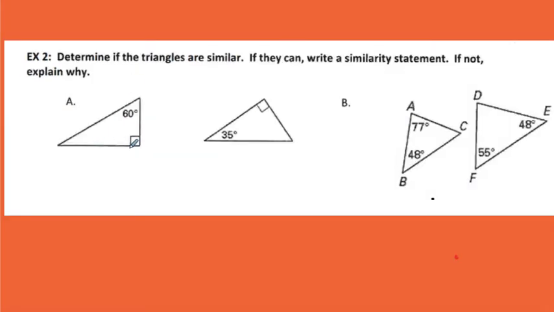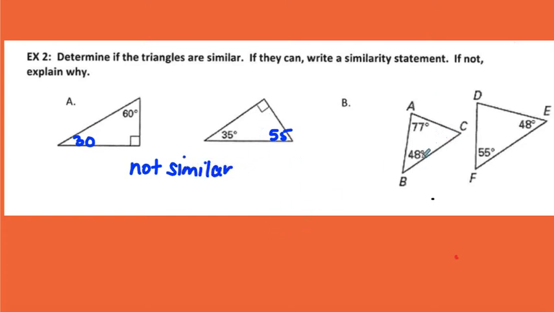All right, so let's determine if the triangles are similar. The first thing I want to do is find any missing angles that I can. I look here, this is 30, so then I already know that over here is 55, so they are not similar. Why? Because the angles are not congruent.